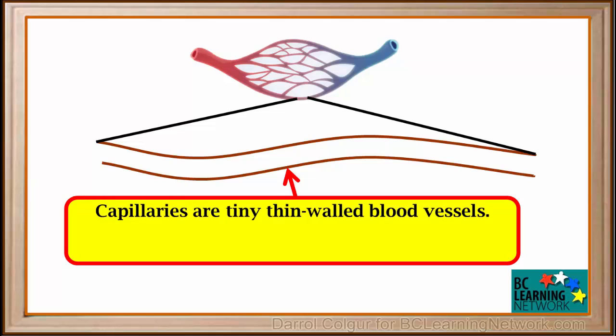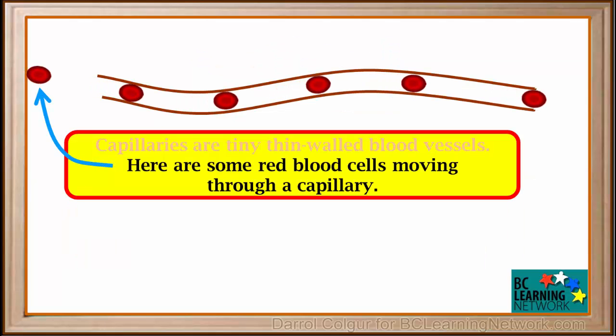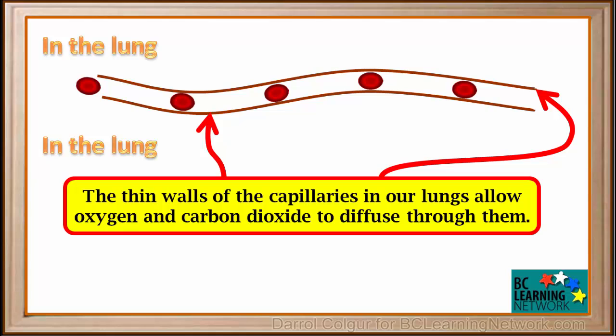Capillaries are tiny, thin-walled blood vessels. You'll learn more about these later in this course. Here are some red blood cells moving through a capillary. The thin walls of capillaries in our lungs allow oxygen and carbon dioxide to diffuse through them.